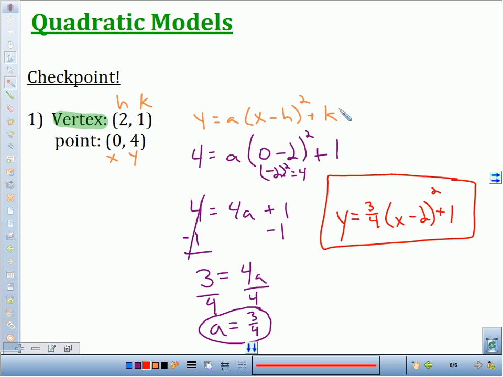So we plug in everything we know. We pick a form first. Then we plug in everything we know. We solve for a. Then we stick a into the equation.